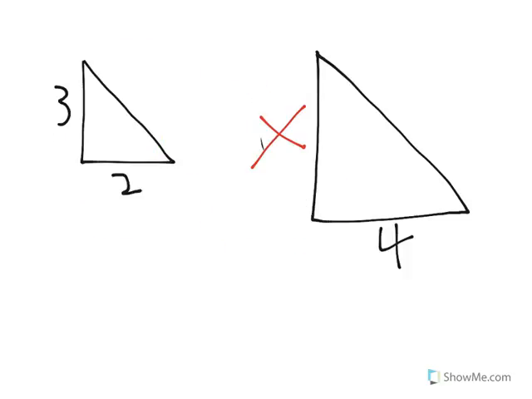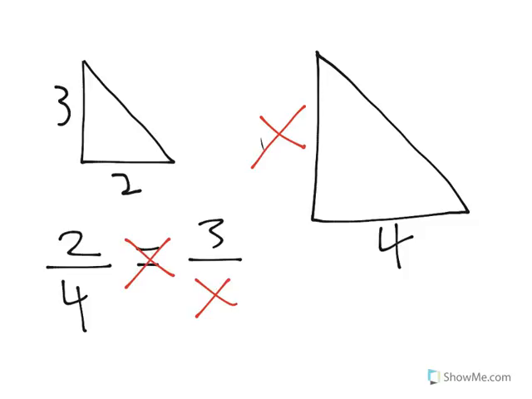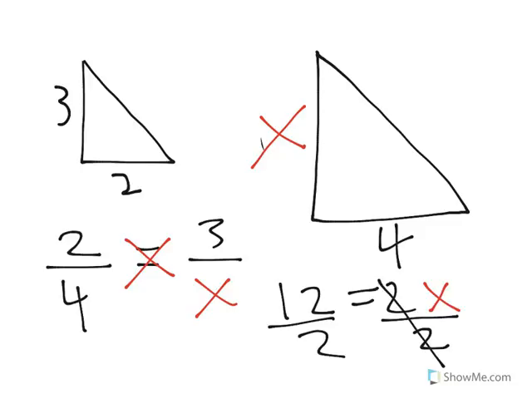So we can use proportions to find the unknown side of two similar shapes. So this is how we would set up this proportion. We would say 2 is to 4 as 3 is to x. Then we would cross multiply, so we get 12 equals 2x. So now we divide both sides by 2. These 2's cancel. We get x equals 6.